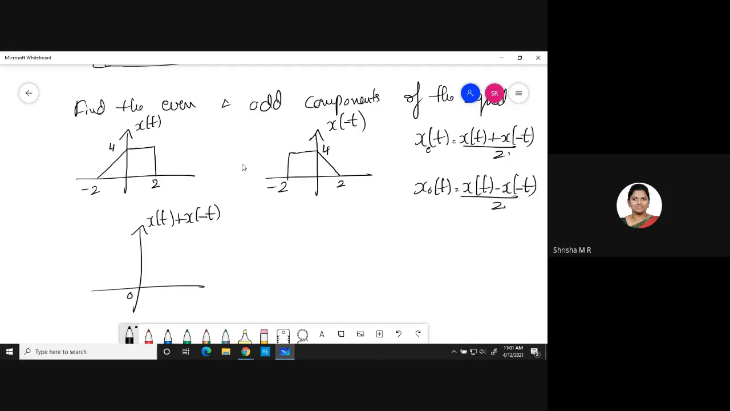At t is equal to 0, what is the amplitude? 4, ma'am. 8, ma'am. At t is equal to 0, the signal amplitude is 8. Then at t is equal to 2, what is the amplitude again? It's 4, right?